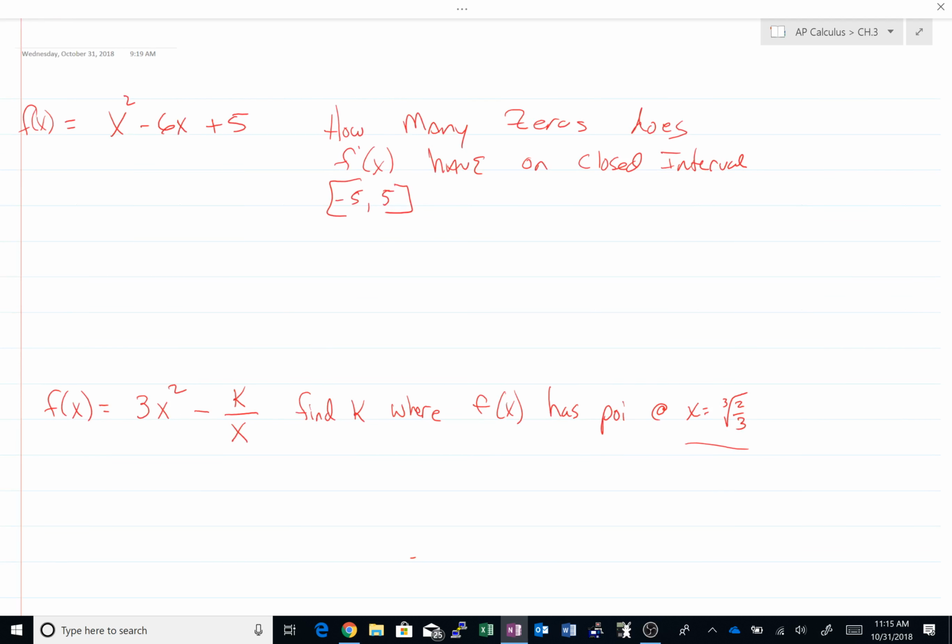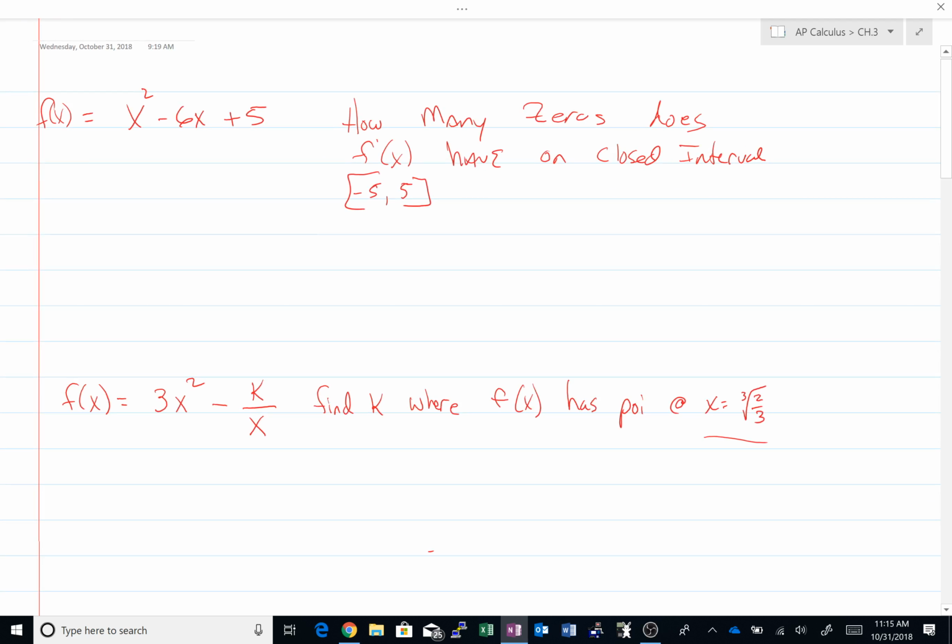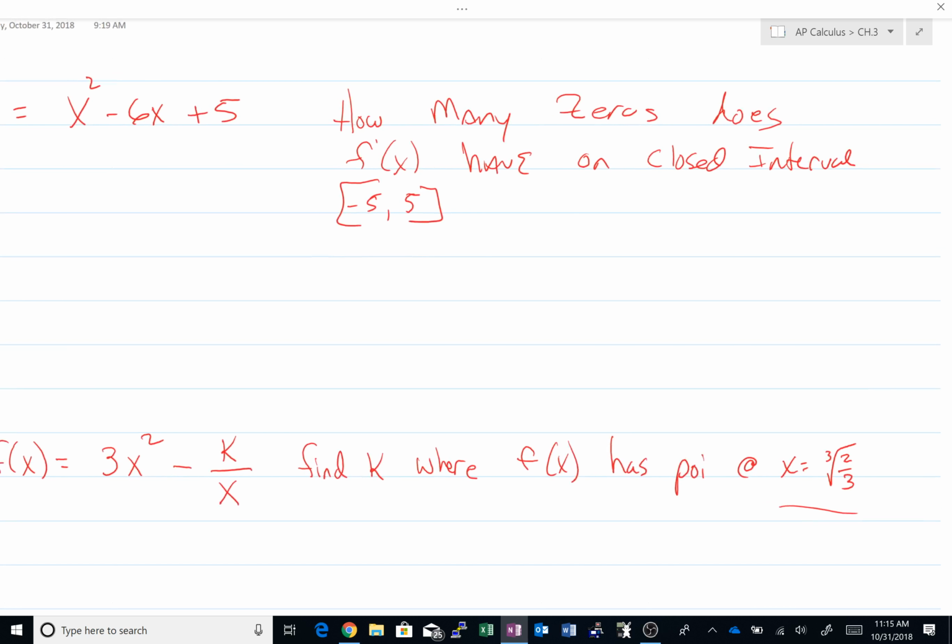So, first question. f(x) equals x squared minus 6x plus 5. How many zeros does f prime of x have on a closed interval? You're right. And there's all kinds of little different intuition we'll talk about. So where does f prime of x have any zeros on this closed interval?